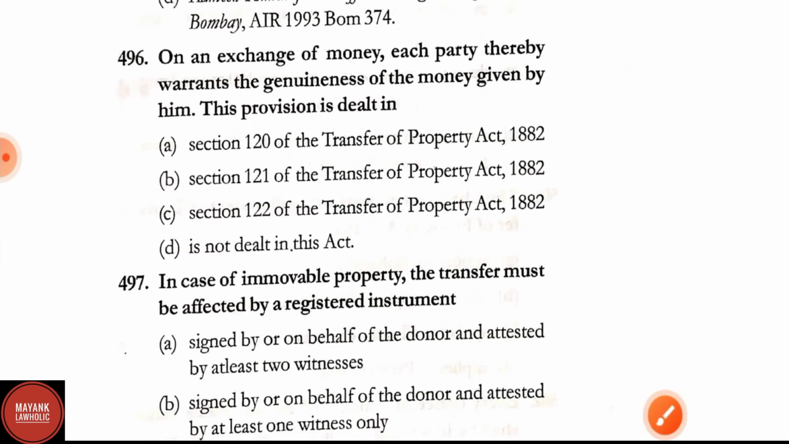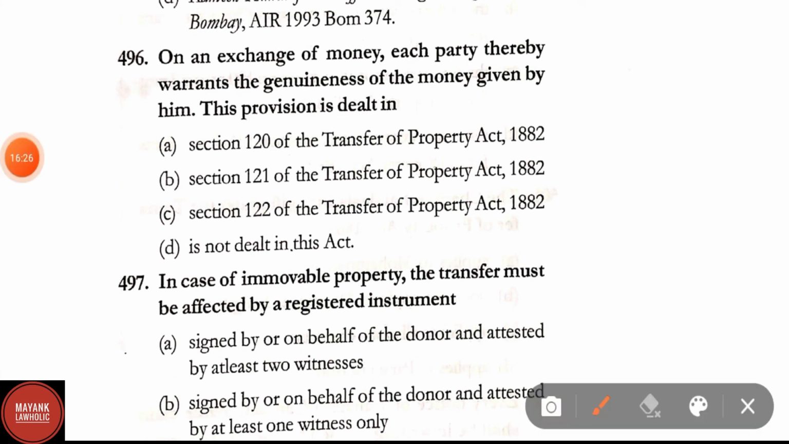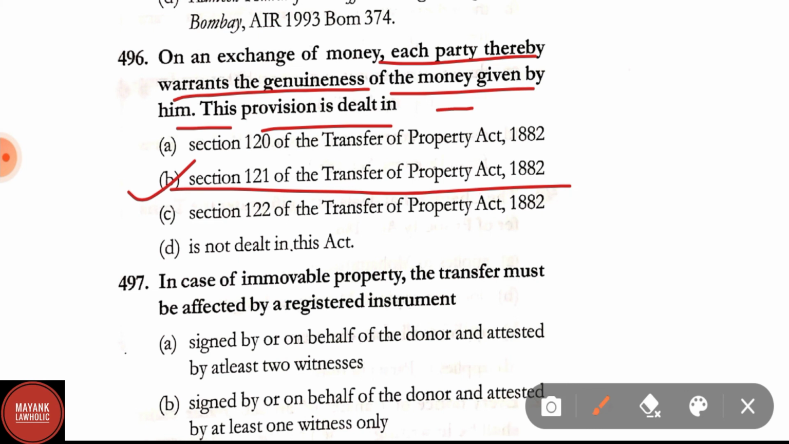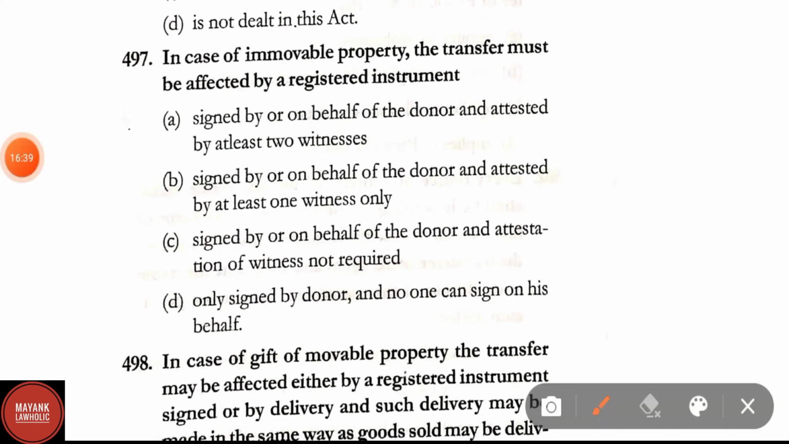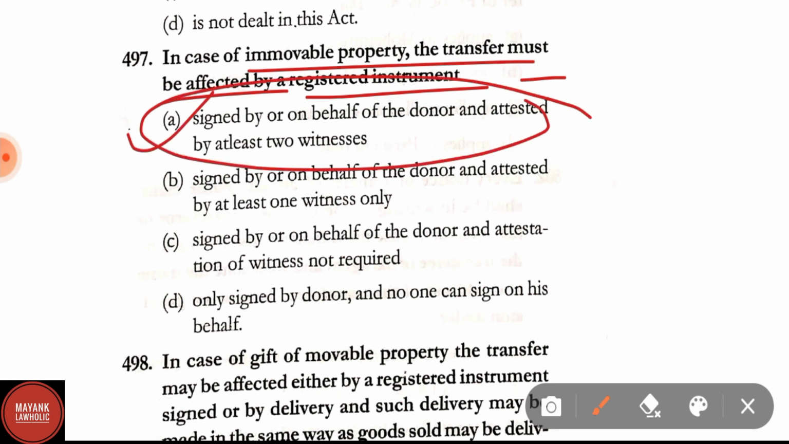Question number 496. On an exchange of money, which party warrants the genuineness of the money given by him? The provision is dealt in, correct answer is option B, that is section 121 of the Transfer of Property Act. Question number 497. In case of immovable property, the transfer must be effected by a registered instrument, signed by or on behalf of the donor and attested by at least 2 witnesses. This is the right answer.